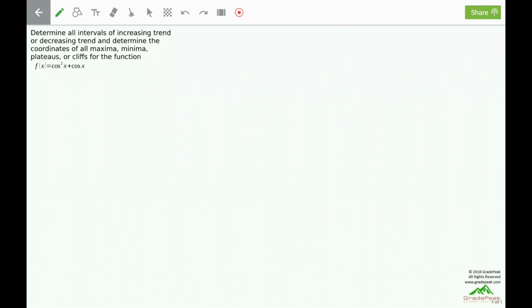Determine all intervals of increasing trend or decreasing trend and determine the coordinates of all maxima, minima, plateaus, or cliffs for the function f of x equals cos squared x plus cosine x. The first thing to do is find the domain.